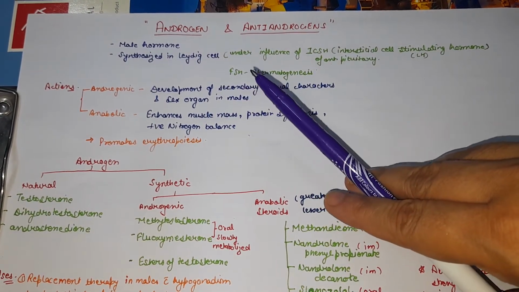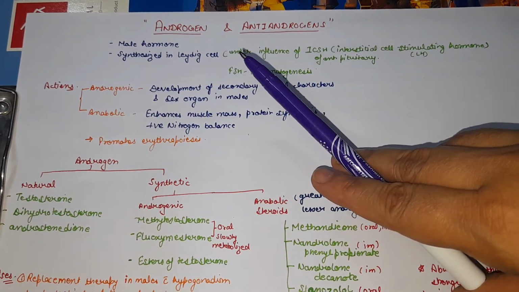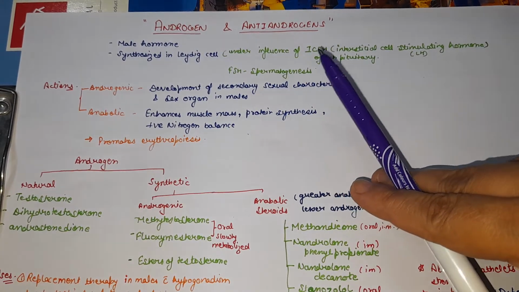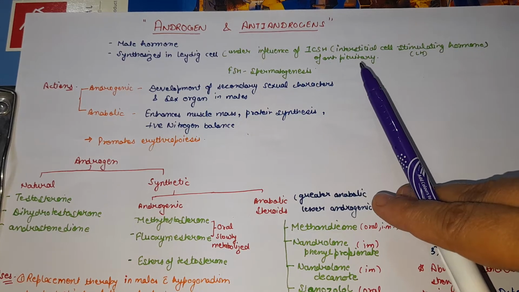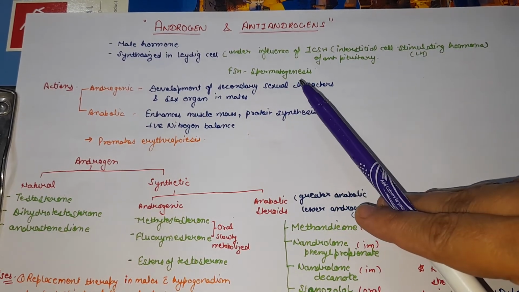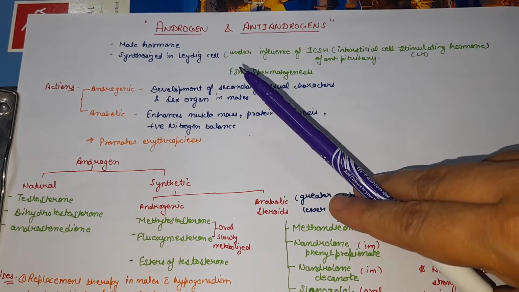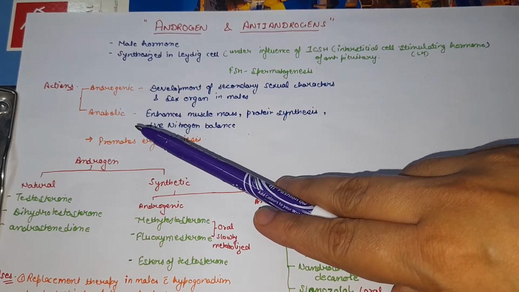Testosterone is the main androgen in male, and it is synthesized in Leydig cells, that is interstitial cells, under the influence of interstitial cell stimulating hormone of anterior pituitary, and FSH is responsible for spermatogenesis. Now the action of the natural androgen is, they have two actions. One is androgenic action and second one is anabolic action.